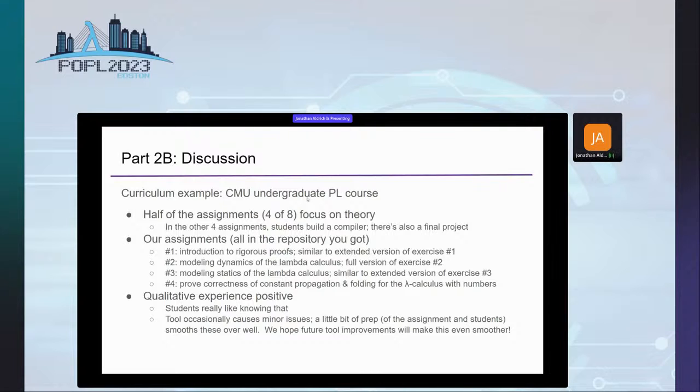We put all those in the repository that you have. So it's like exercise 1, extension of exercise 1, introduction to rigorous proofs, extension of exercise 2, modeling the dynamics of the lambda calculus, and proving small step and big step are the same. Modeling statics of lambda calculus and extending them and showing that the proof continues to go through, and then an optimization proof, constant propagation.